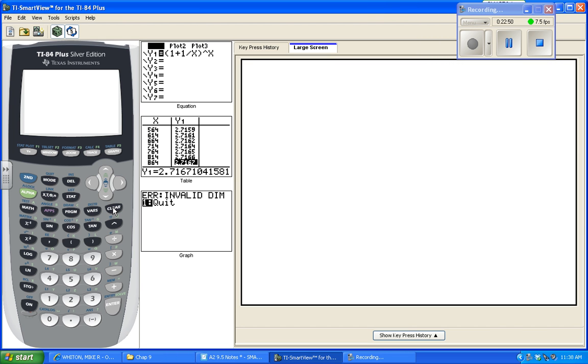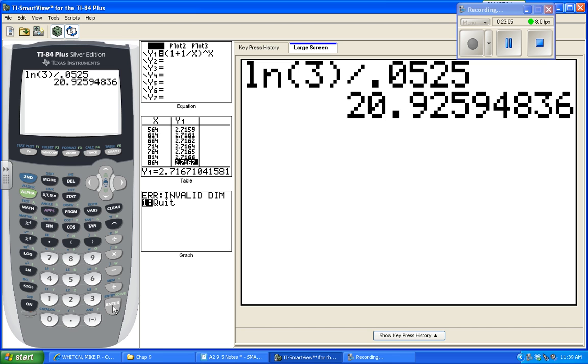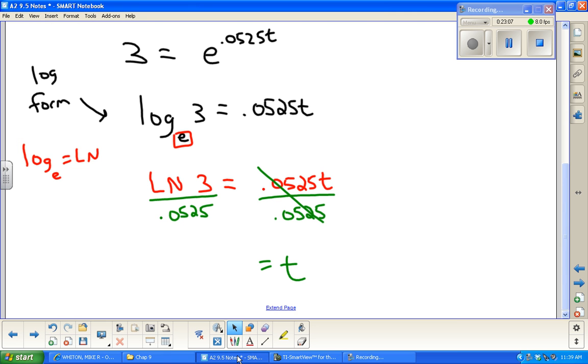Again, natural logs are over by the 4 here, ln of 3. Make sure you close up that parenthesis. That's the only thing we're taking the log of. That log is getting divided by 0.0525. That cannot be part of the log, so we close the parenthesis. And there's our answer. It'll take around 20.9 years to triple your money if you're earning the 5.25%.